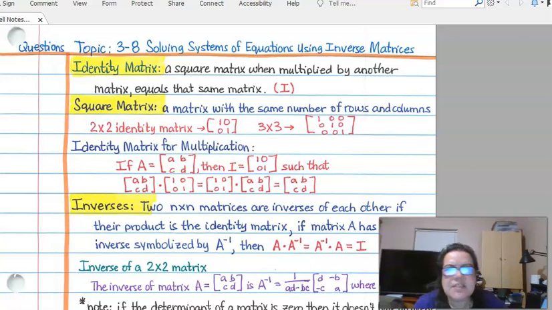So now let's look at section 3.8, where we learn about solving equations using inverse matrices. We've already learned several ways. When you set up a matrix, you can, of course, go to the calculator, or you can use Cramer's rule, use a determinant, and now let's look at using the identity matrix.